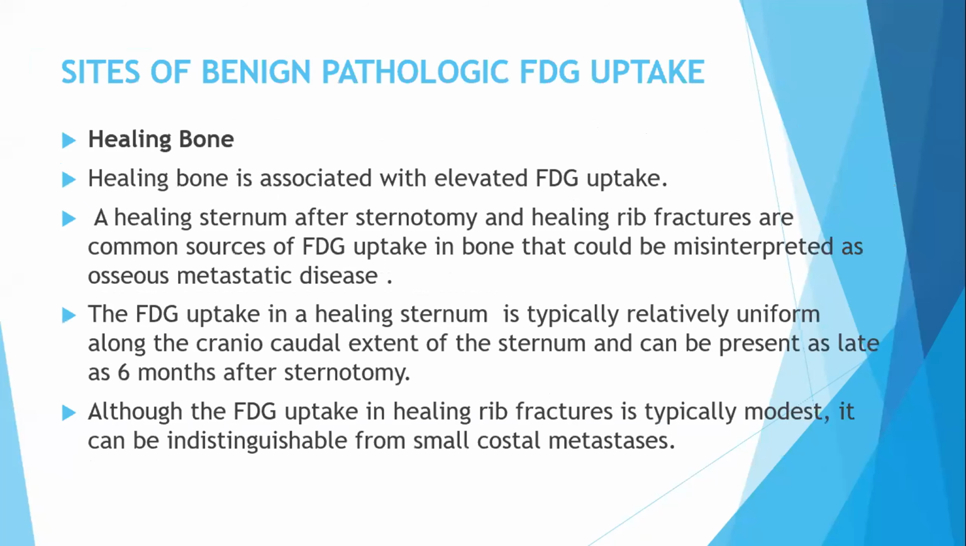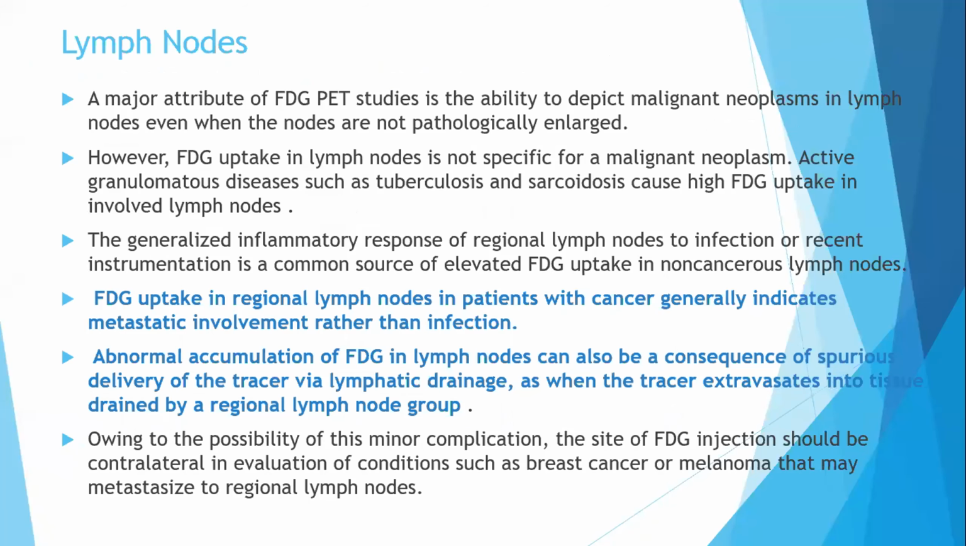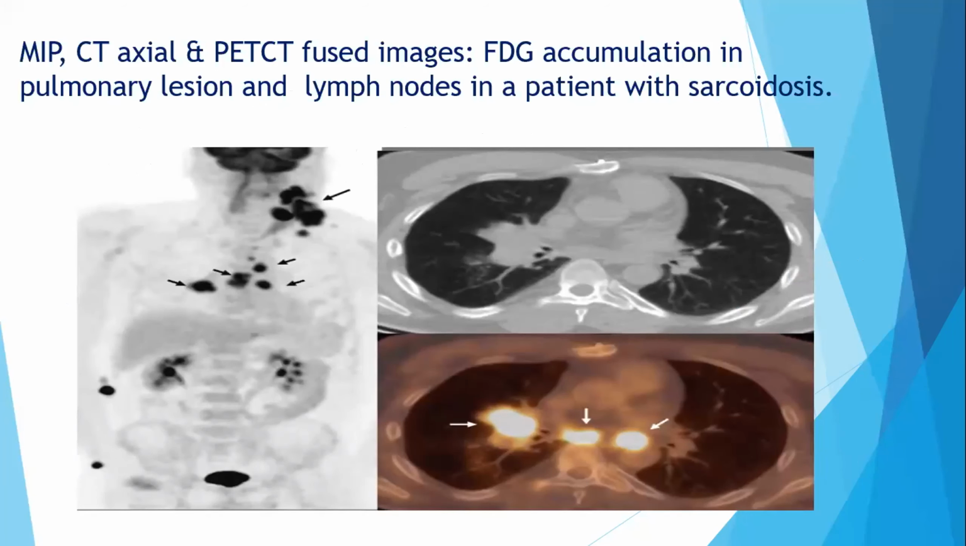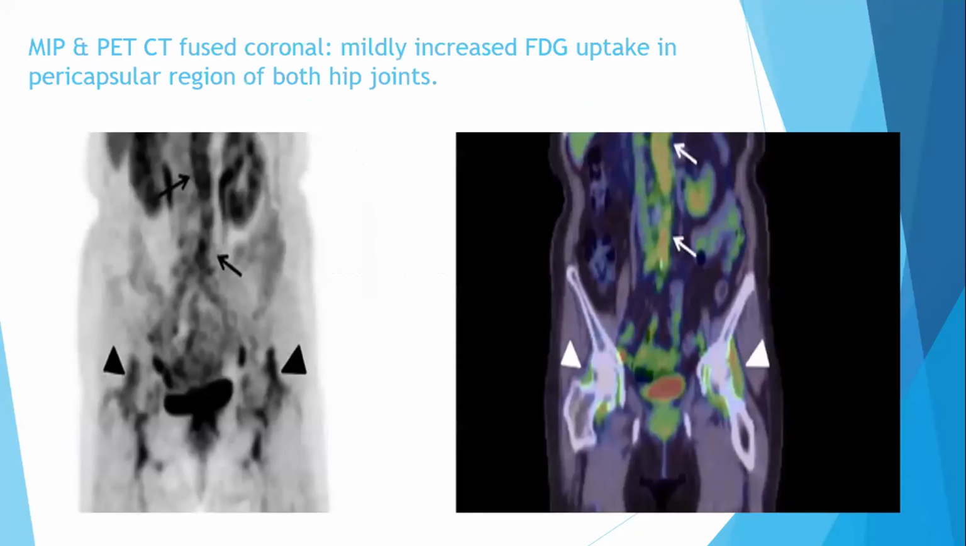There may be some benign pathological uptake, like healing bone. After sternectomy, there may be increased FDG uptake for a very long time. Lymph node uptake may be due to malignant lesion or inflammation, and sometimes abnormal accumulation occurs due to spurious delivery of the tracer via lymphatic drainage, as when the tracer extravasates into the tissue. So we should be cautious about reporting malignant lymph nodes. Degenerative or inflammatory arthritic joints also show uptake, most commonly in the hip joint and shoulder.